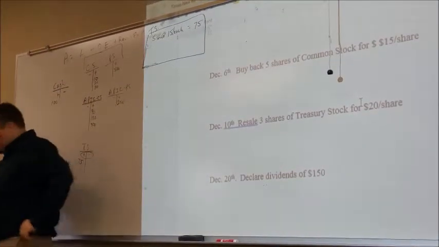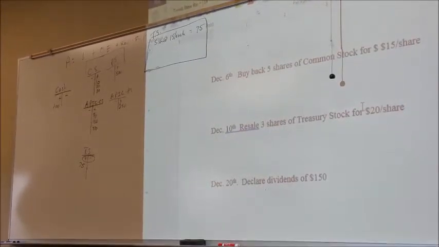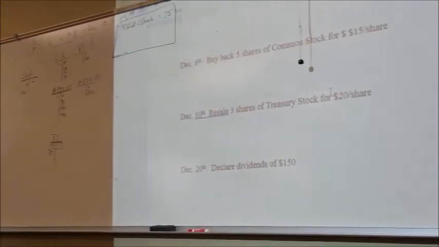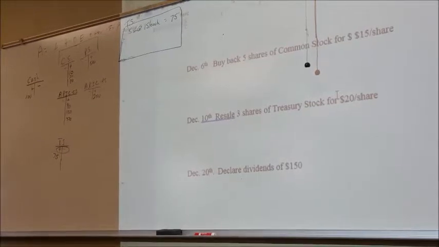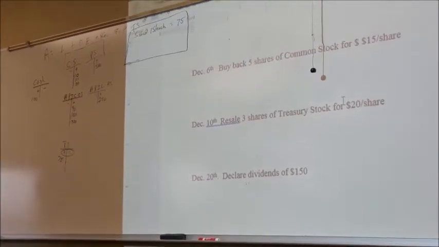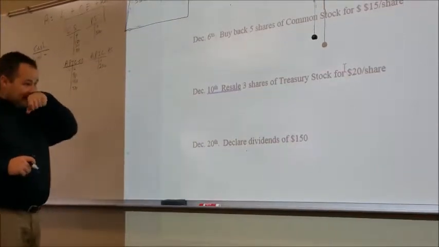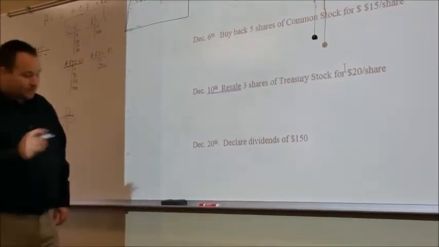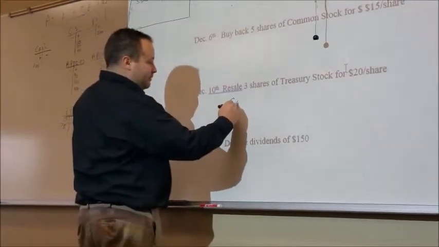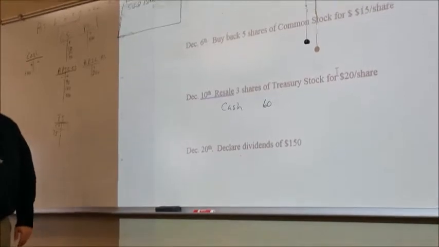Okay, on the 10th, I resell 3 of the 5 shares for 20 bucks each. That's pretty good. I bought it for 15 and I'm selling it for 20. If I would have bought Target shares like that, I would have said I had a gain. I brought in more money than it was on my books for. But when it's your own self, you can't call it a gain. You can't have a gain in yourself. But if I resell these shares, what am I getting? Cash. I'm getting $60.